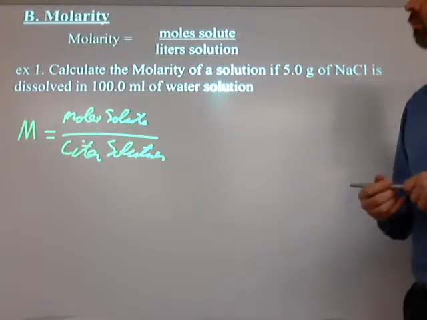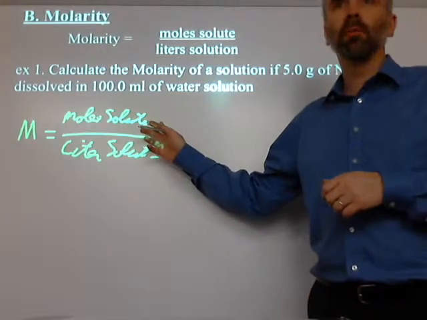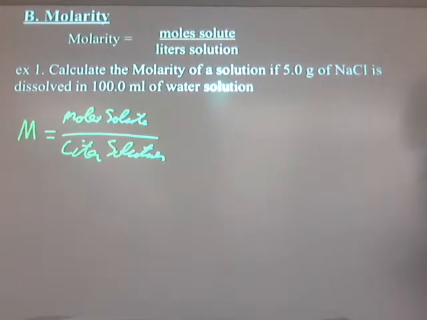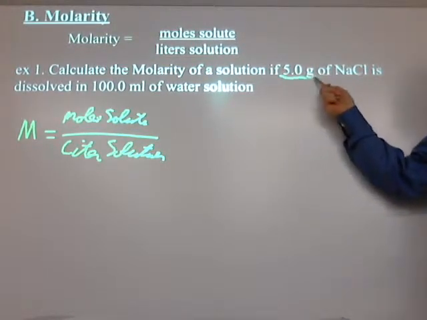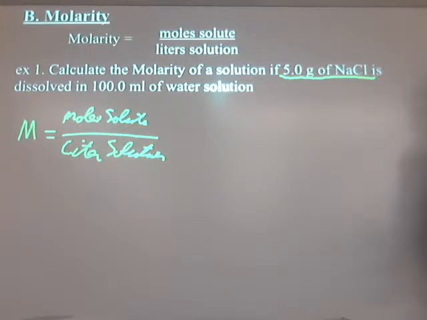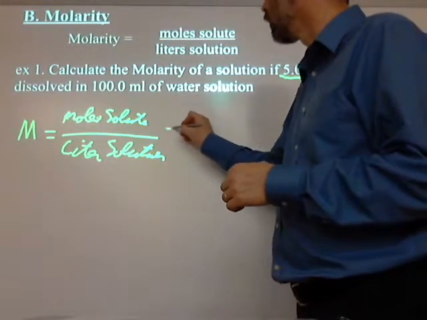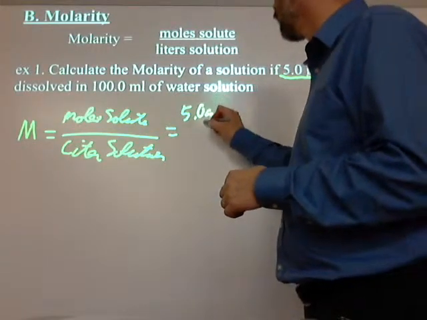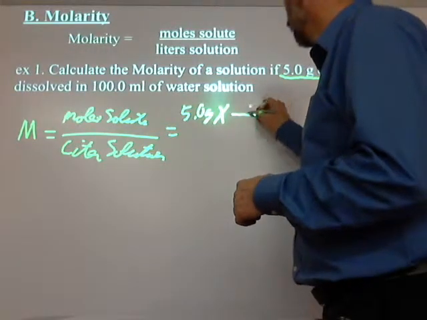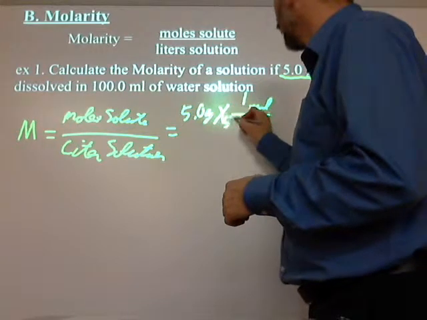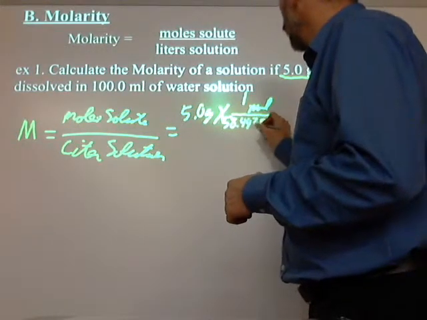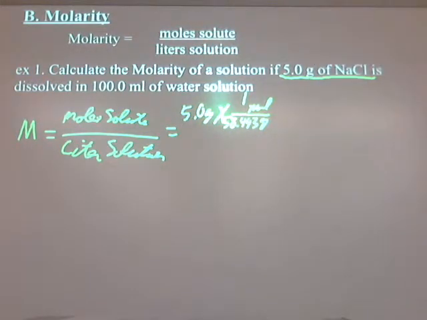Now, do I know how many moles of solute I have? Does it say how many moles anywhere? No. It says I have 5 grams of salt. What do you suggest I do with that? I can convert grams to moles. So it's going to be 5.0 grams, grams on the bottom, moles on the top. 1 mole contains, like I said, about 58.443 grams for the mass of NaCl.